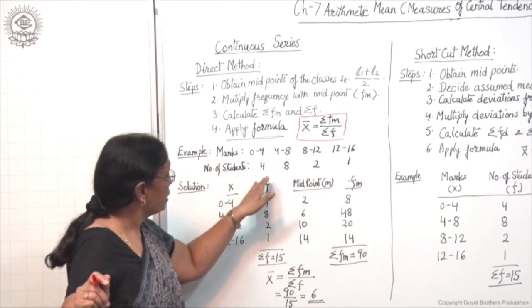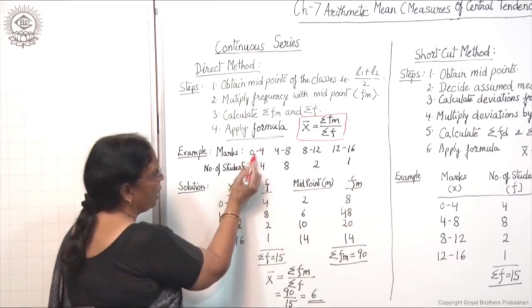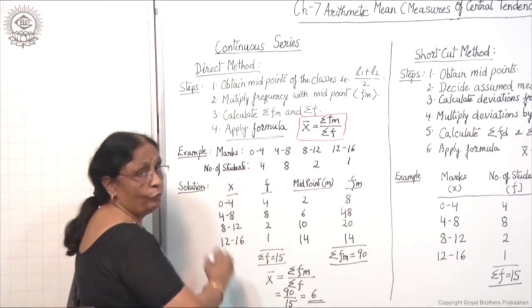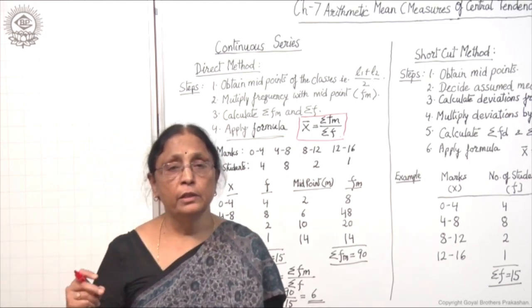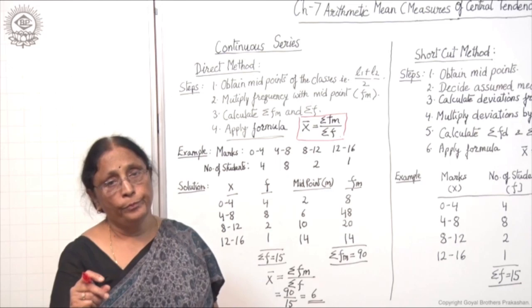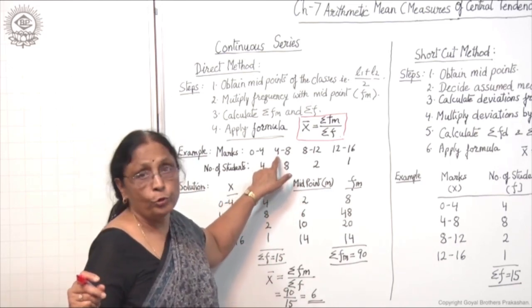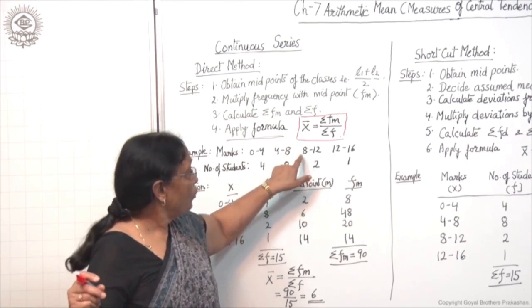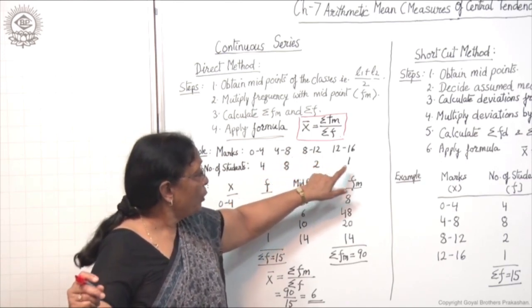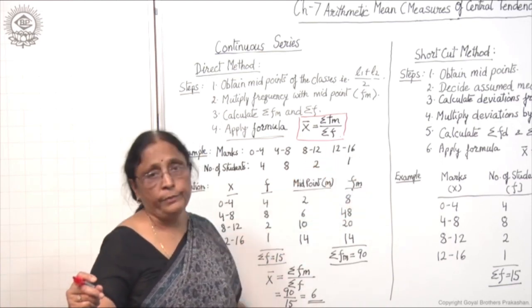Now what does this show? This shows that between 0 to 4 marks there are how many students? 4 students. This means 4 students have got marks between 0 to 4. Similarly, 8 students have got marks between 4 to 8. 2 students have got between 8 to 12, and 1 child has got between 12 to 16.